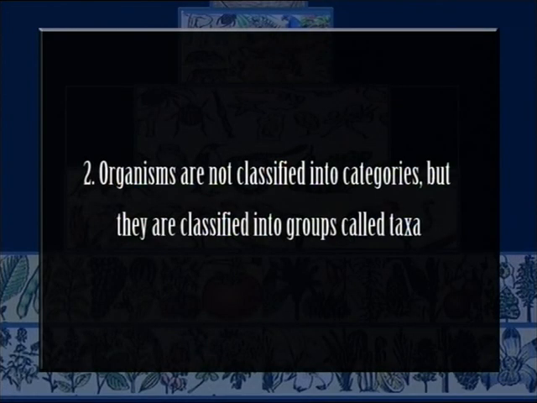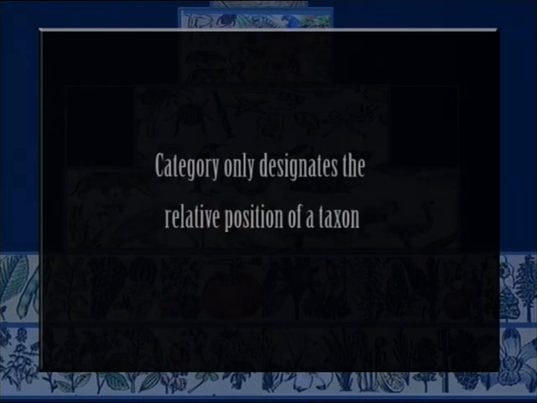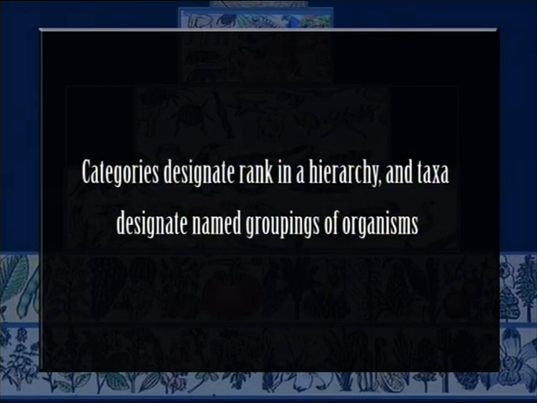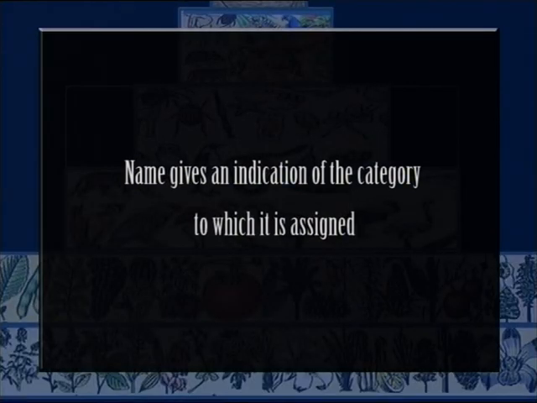The second property is that the organisms are not classified into categories, but they are classified into groups called taxa, and the word category only designates the relative position of a taxon in the hierarchy. Therefore, the categories designate rank in a hierarchy and taxa designate named groupings of organisms. The names are assigned to the taxonomic groups in such a way that the name gives an indication of the category to which it is assigned.